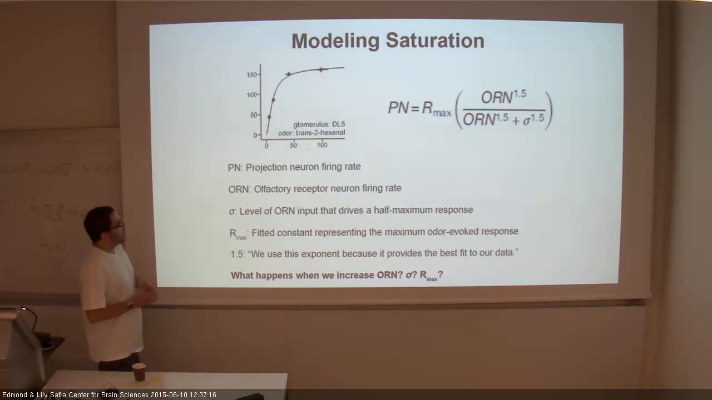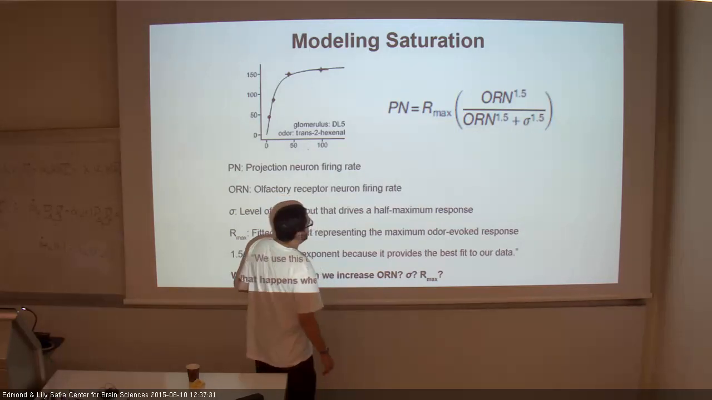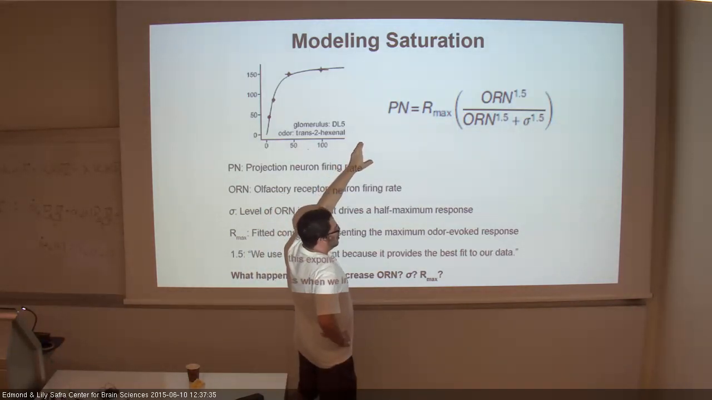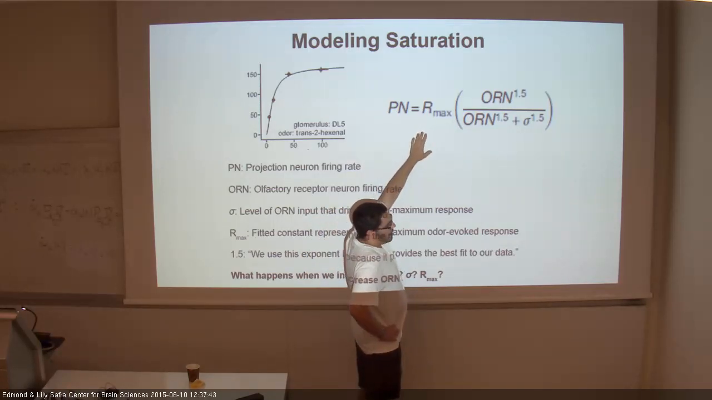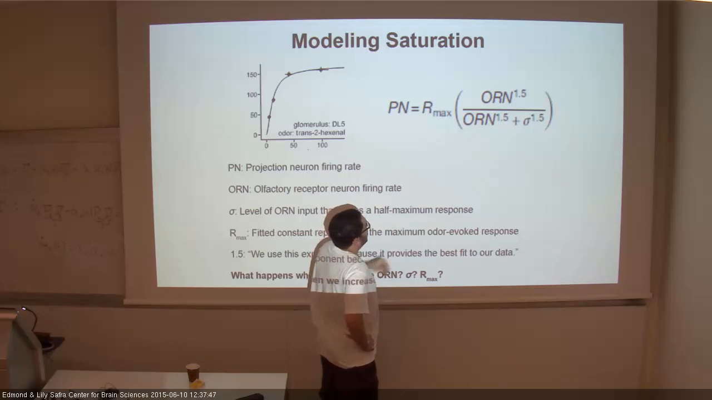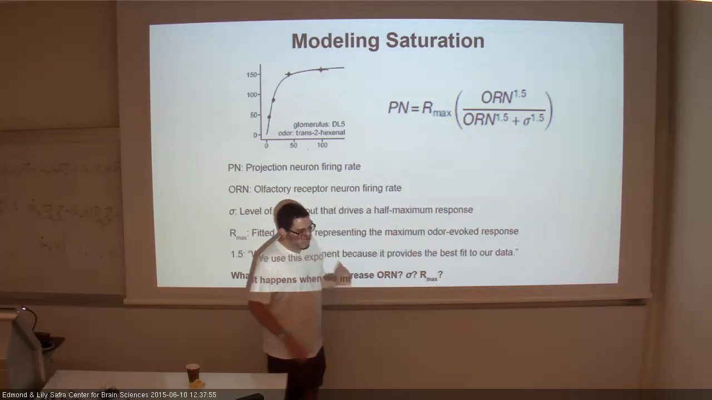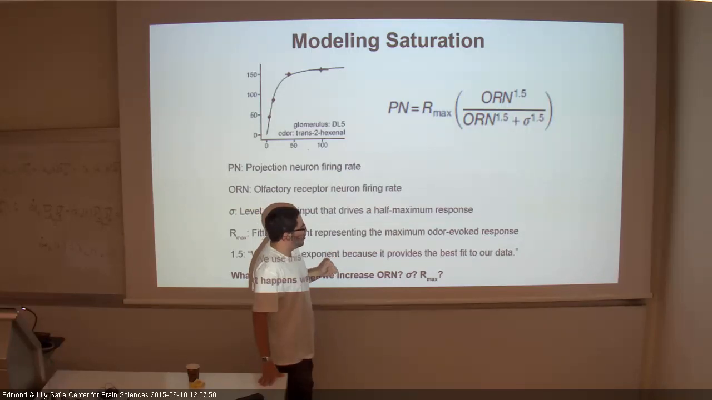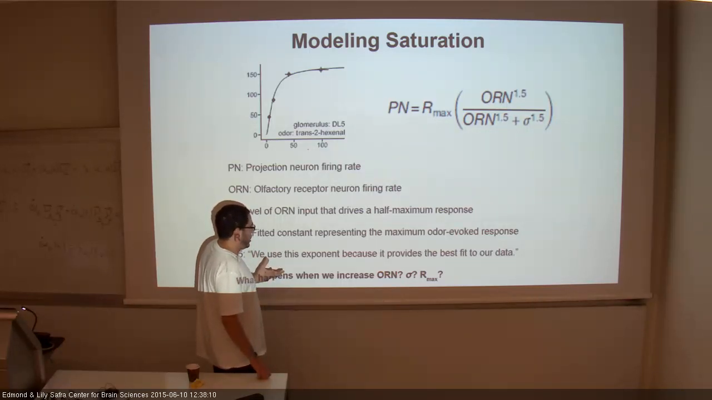Okay, so now we want to start to create a mathematical model for this saturation curve. And this is going to be kind of the main character in the rest of the presentation, so it's important to look at it carefully. What we have here is an equation that models the firing rate of the projection neuron as a function of the firing rate of the olfactory receptor neuron. R max is the maximum possible value that the projection neuron will achieve. ORN is the olfactory receptor neuron firing rate. And sigma is a little bit confusing, but the idea is it's the amount of input that you need into this projection neuron in order to drive a half maximum response. So sigma essentially tells you how much input you need in order to have a particular output.